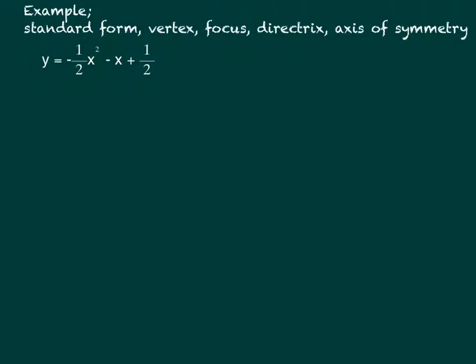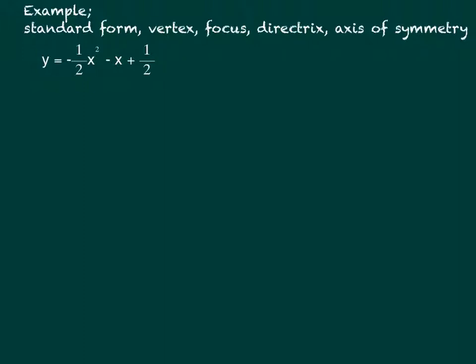In this next one, we want to find the standard form equation, vertex, focus, directrix, and axis of symmetry. So we want to find all those things given this equation. The first thing I notice is my x is squared, so I know it's a vertical parabola. That's going to make it a little bit better for me.